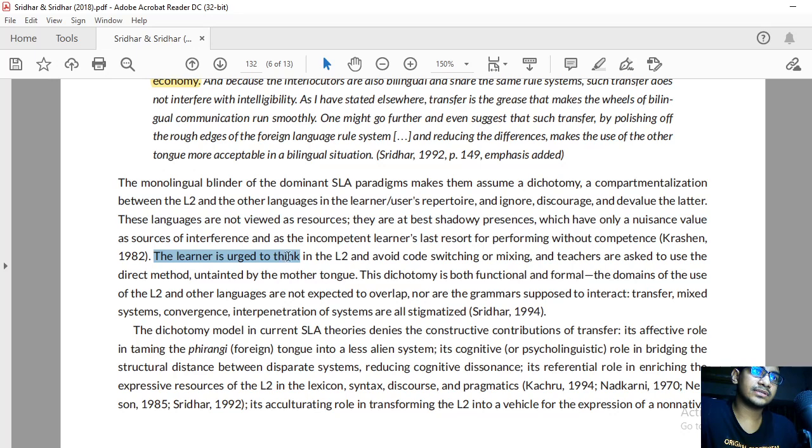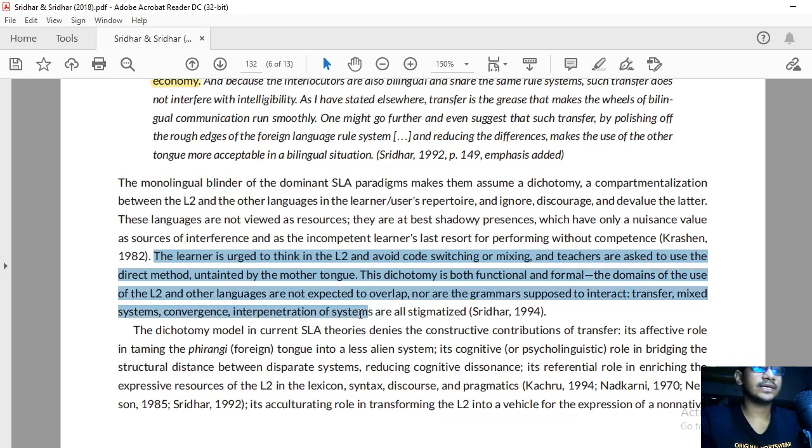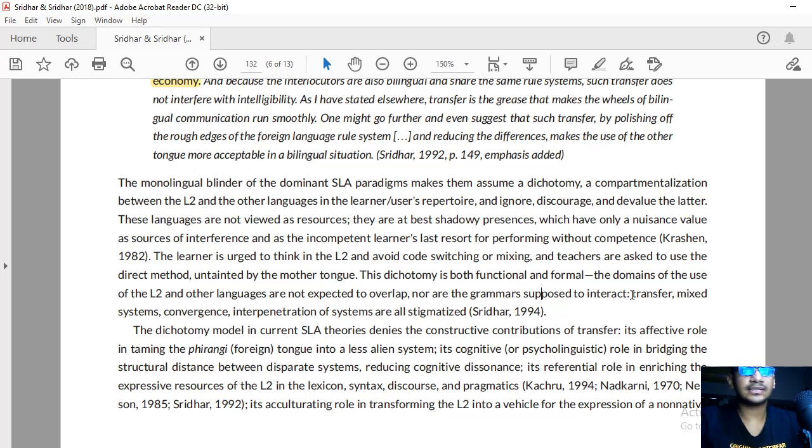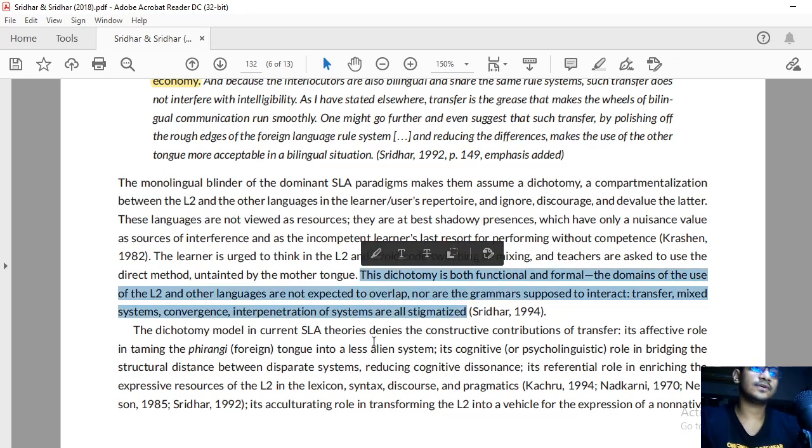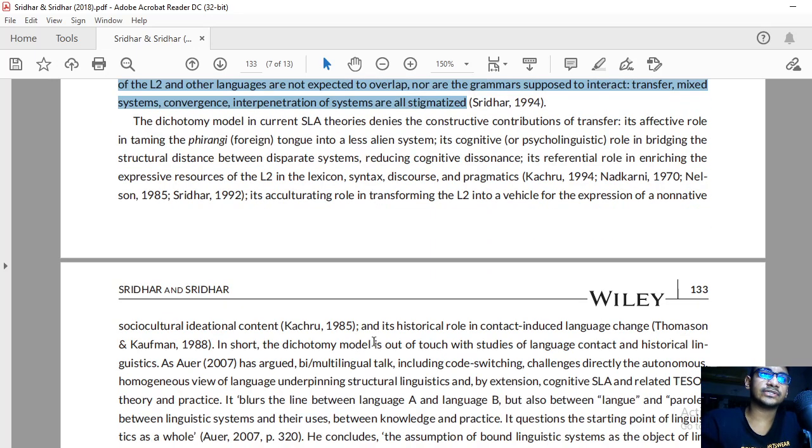The learner is urged to think in the L2 and avoid code switching or mixing, and teachers are asked to use the direct method untainted by the mother tongue. This dichotomy is both functional and formal. The domains of the use of the L2 and other languages are not expected to overlap, nor are the grammars supposed to interact. Transfer, mixed systems, convergence, interpenetration of systems are all stigmatized. Means there was no scope for hybridity, and any type of mixing of languages was discouraged.